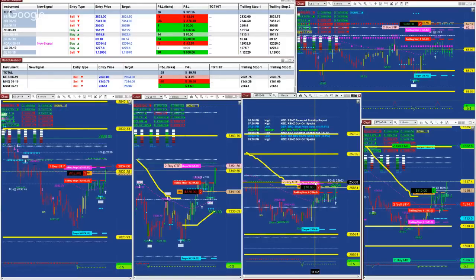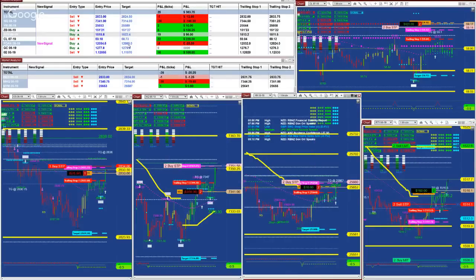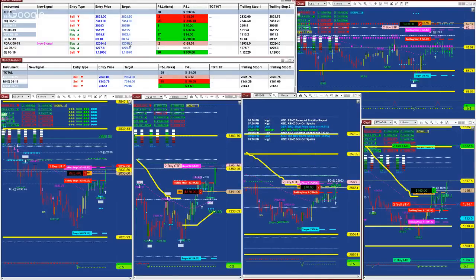There we go. New signal. DAX buy at 12054.5. For the ones who follow us on the sim, please. We're not allowed to call trades for you.